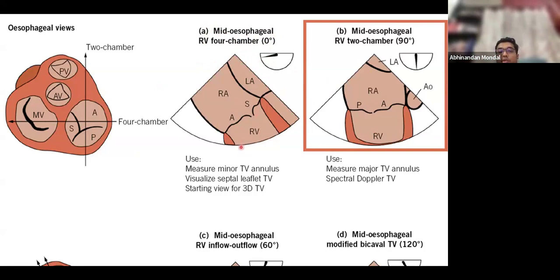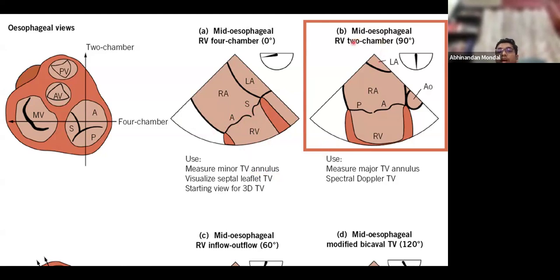This is the view where you actually measure your tricuspid valve annulus. But always remember, while measuring the annulus, you have to measure both the axes. So this is your minor tricuspid valve annulus. Here, what are the leaflets that we can see? It is a septal leaflet, and this is your anterior leaflet.